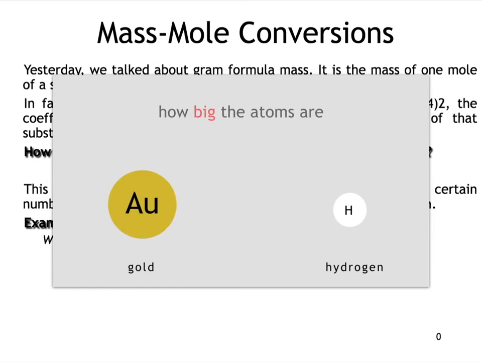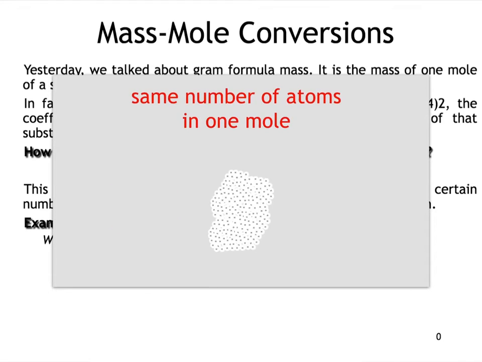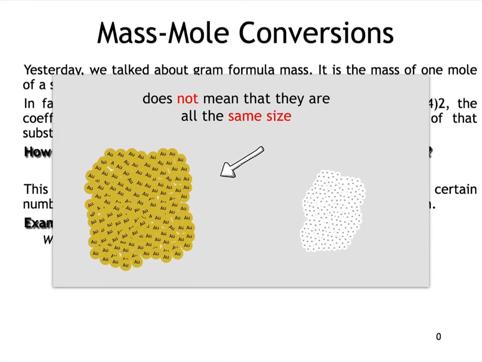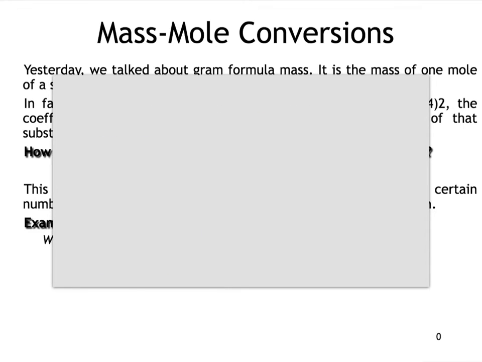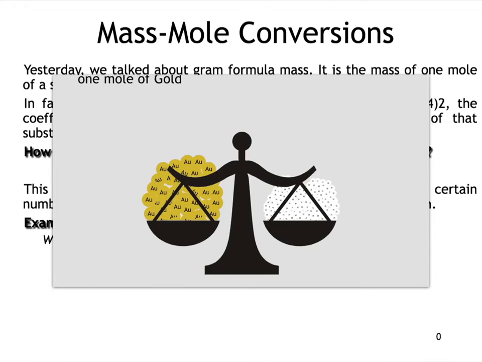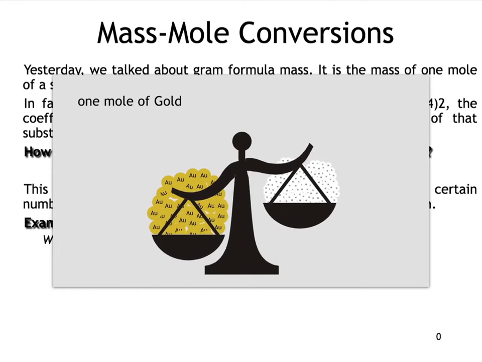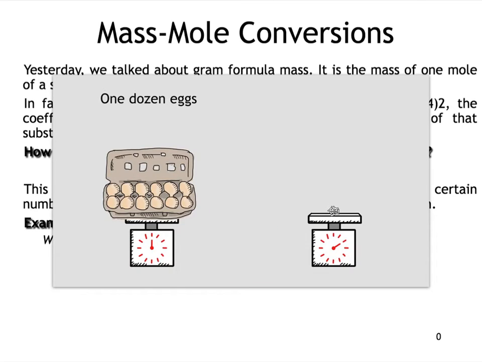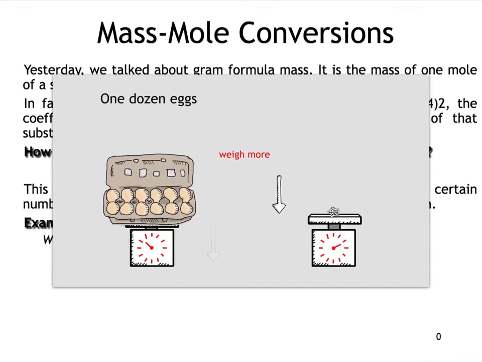Well, this just depends on how big your atoms are. Just because we have the same number of atoms in 1 mole, it does not mean that they are all the same size. For example, you're probably aware that a hydrogen atom is much smaller than a heavy gold atom. So 1 mole of gold will weigh much more than 1 mole of hydrogen. Just in the same way that a dozen eggs would weigh more than 1 dozen grains of rice.